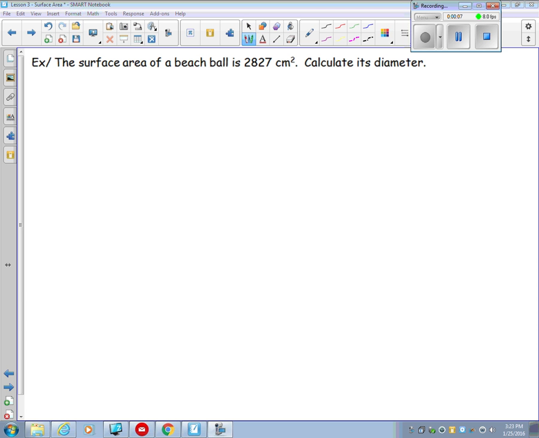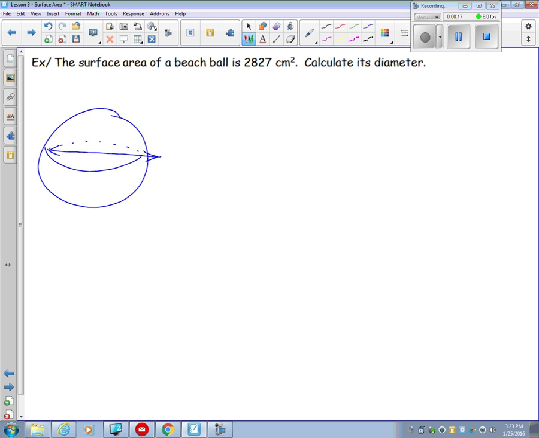Again, this is a problem-solving kind of thing. So we have a sphere, a beach ball. Okay? It's round, a circle across the middle here. I want to know its diameter. I want to know how far it is across that circle. Okay? To do that, I've got to use the information we're given.